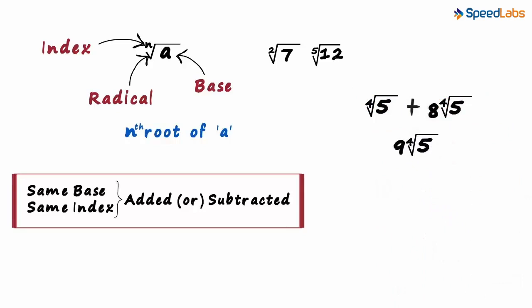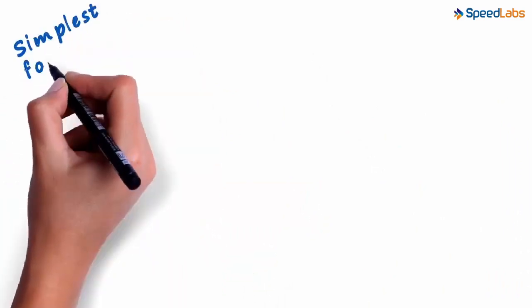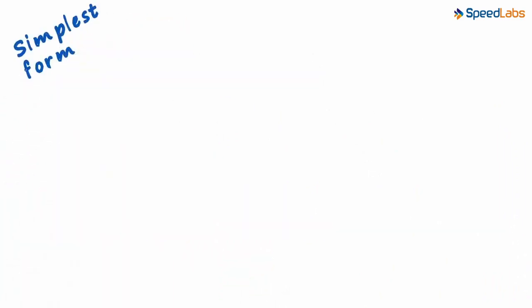This was the first important concept you had to understand before looking at operations on real numbers. Same base and same index can be added or subtracted. We will come to the examples later, but let us understand the second important concept now. It is the concept of the simplest form. What does it mean and why are we learning this now?